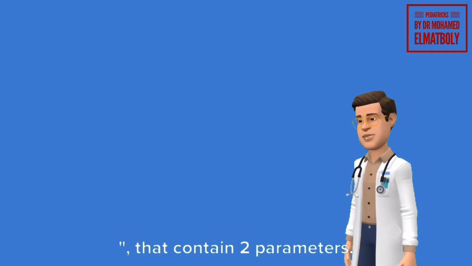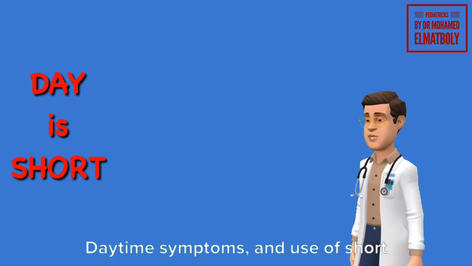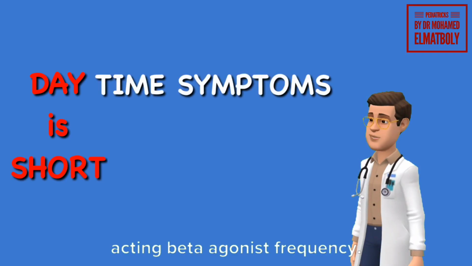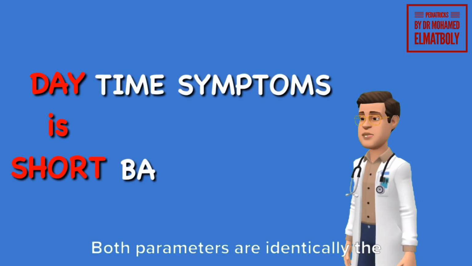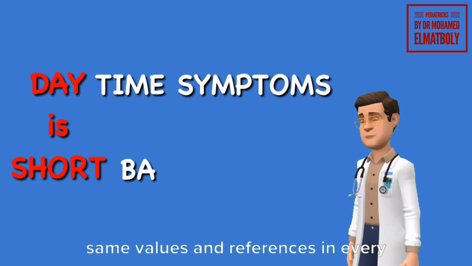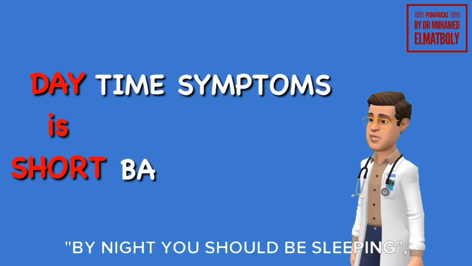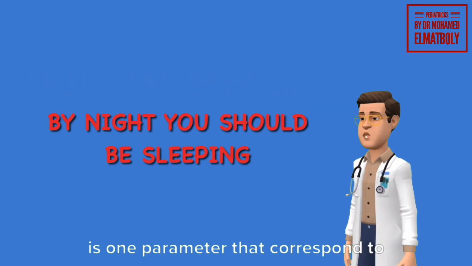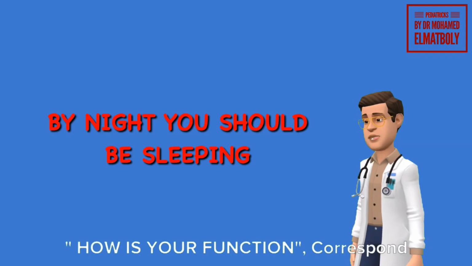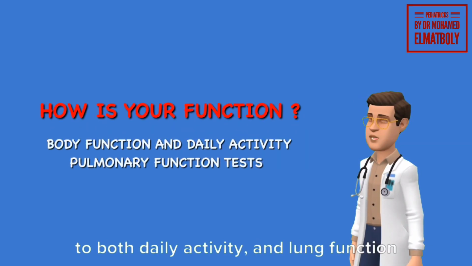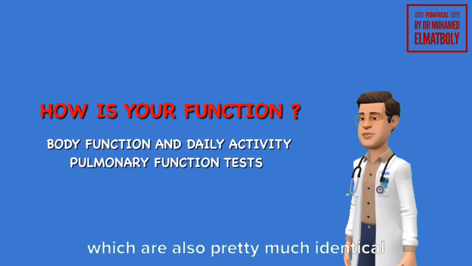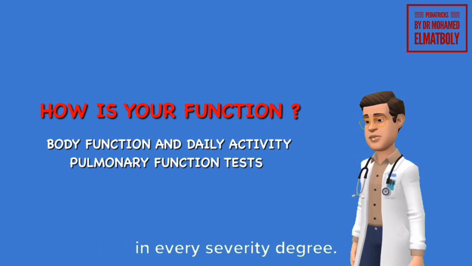Starting with the rule "day is short", that contains 2 parameters: daytime symptoms, and frequency of short-acting beta agonist use. Both parameters have identical values and references in every severity degree. "By night you should be sleeping" is one parameter that corresponds to night awakening. "How is your function?" corresponds to both daily activity and lung function, which are also pretty much identical in every severity degree.